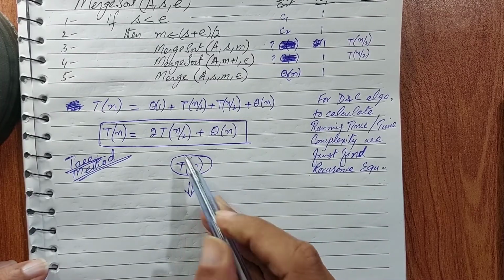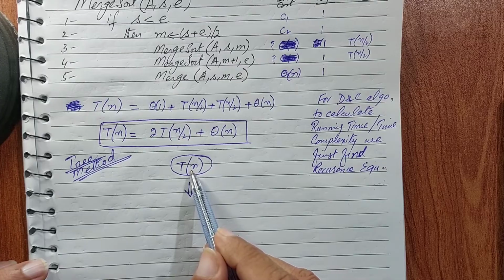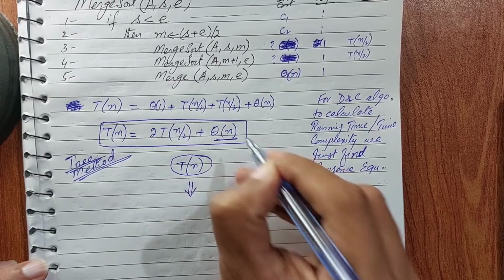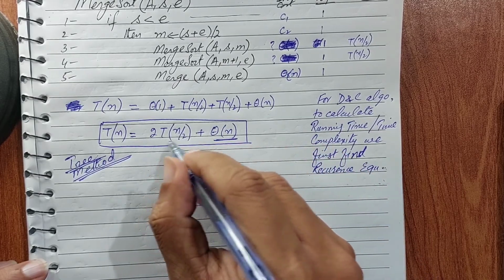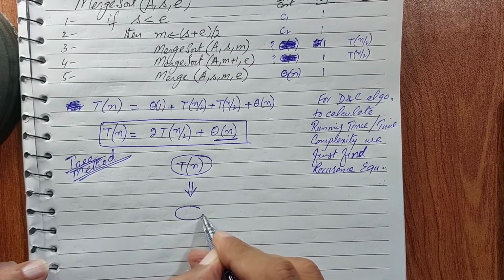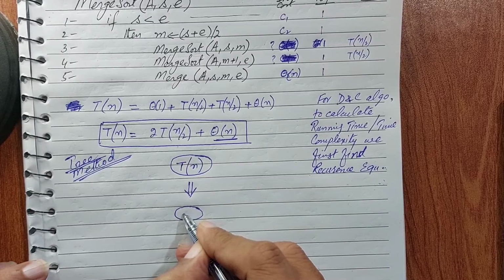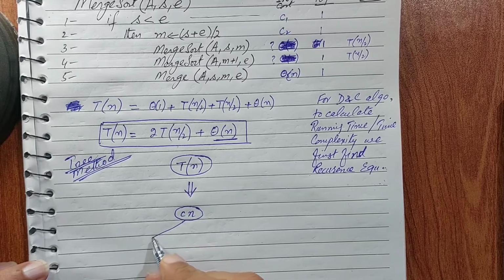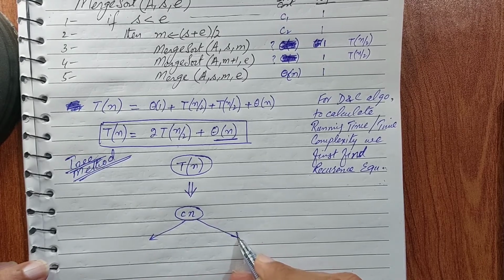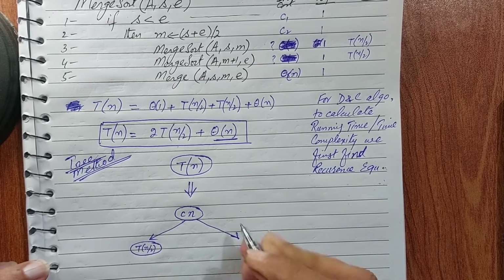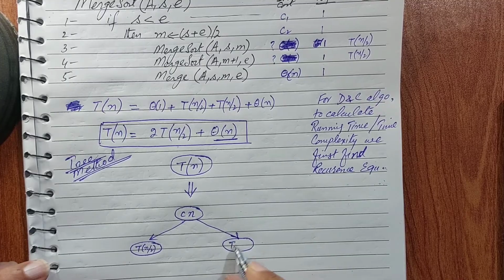Now we apply this equation on this T of n. If you need to calculate T of n, there would be a cost of theta of n applied, and there would be two subproblems of size n by 2 and n by 2. So it means if you calculate T of n, you have to face a cost of cn, equivalent to theta of n, and then there would be two subproblems of size n by 2, that is T of n by 2 and T of n by 2.